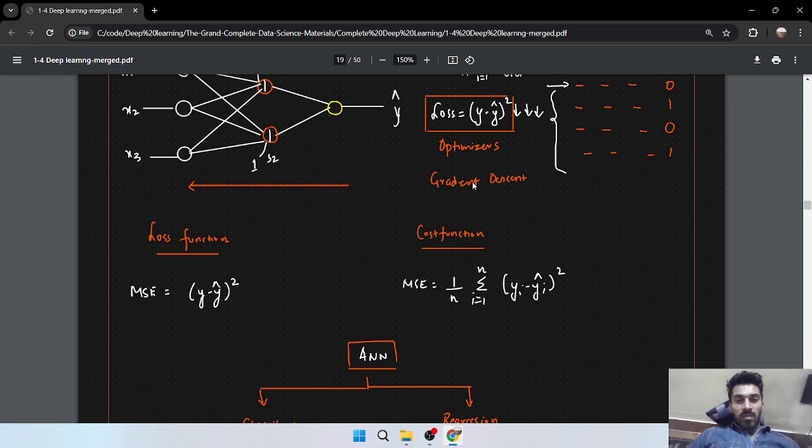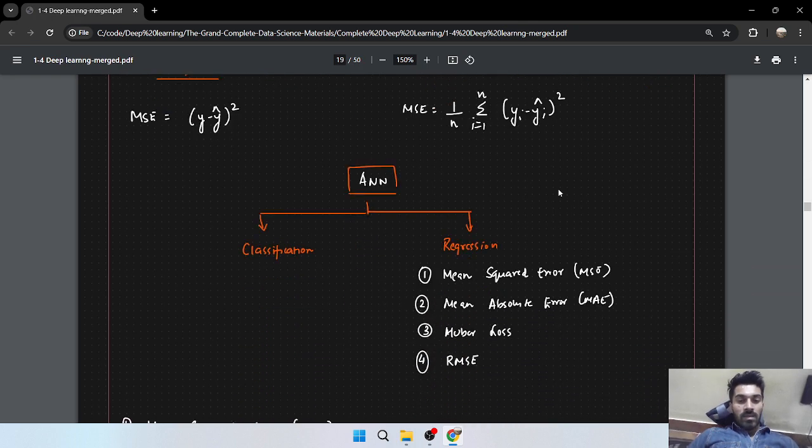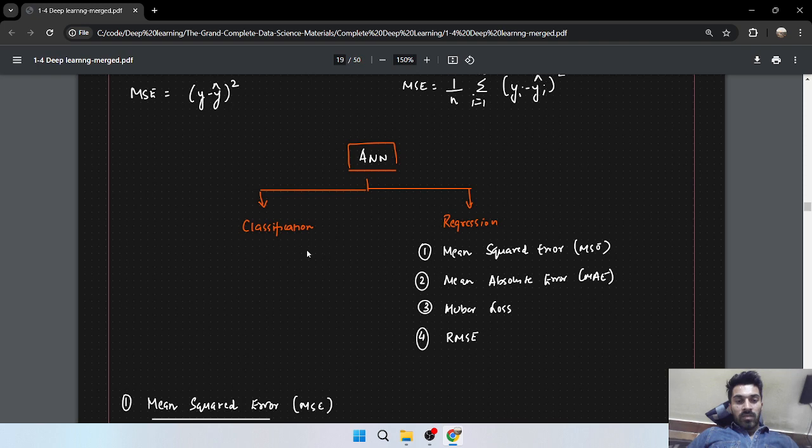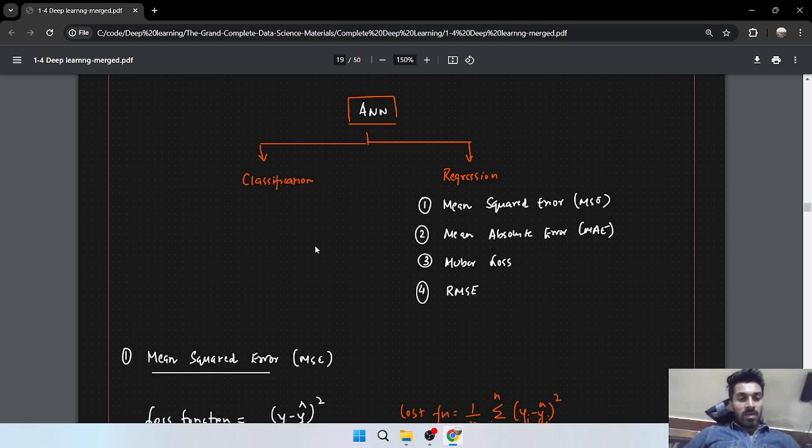Okay, optimizers. Now we have some optimizers, and the first optimizer is known as gradient descent. I think everybody knows about gradient descent. We will learn different types of gradient descent in the next lecture. Now in ANN, for regression we have mean squared error, mean absolute error, Huber loss, RMSE, and for classification we have hinge loss and log loss.